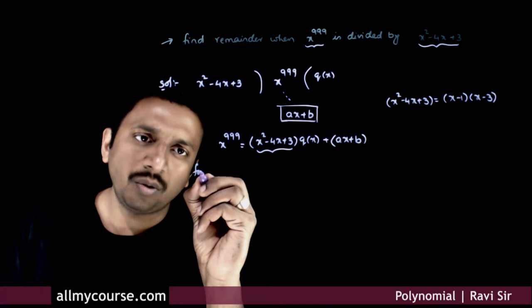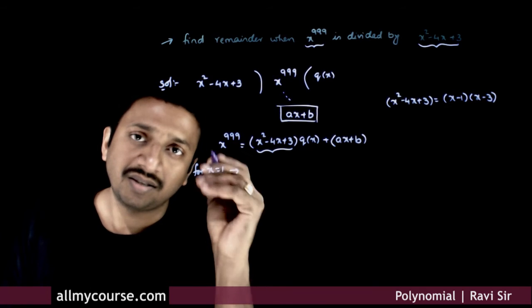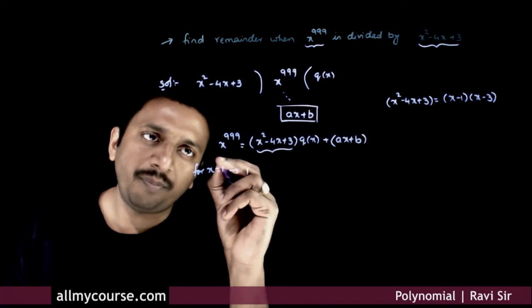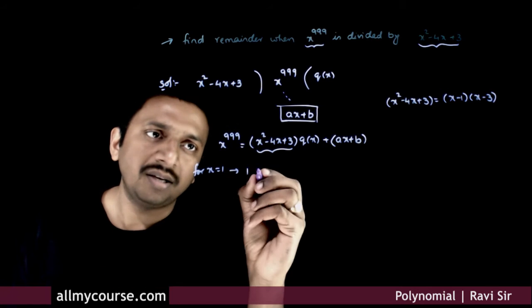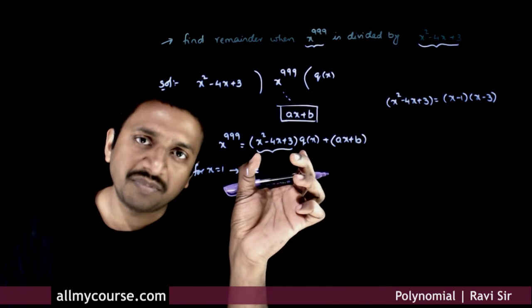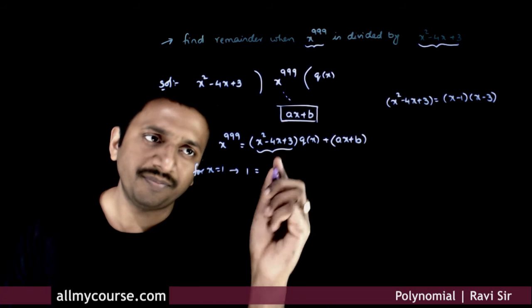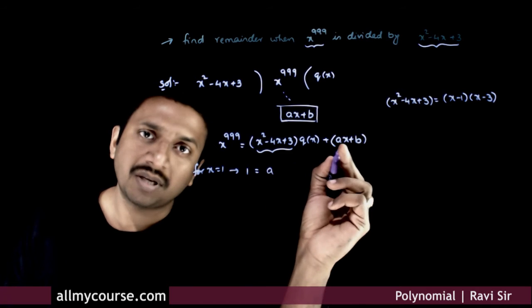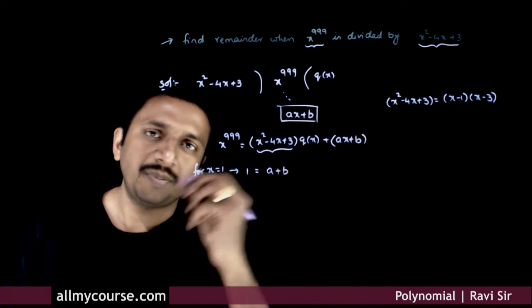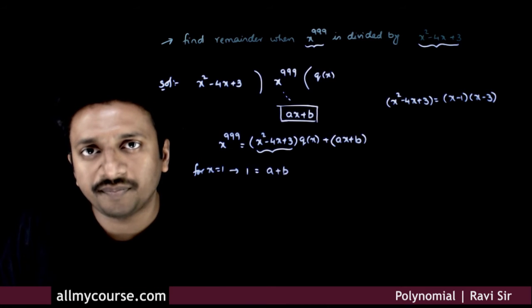For x is equal to 1, what does this equation become? 1 power 999 is 1, is equal to, so this becomes 0. 0 times q of x is 0. a times 1 plus b. That means a plus b is equal to 1.